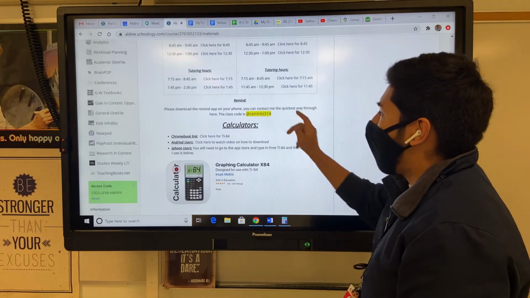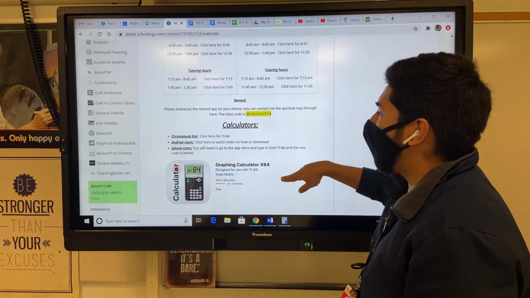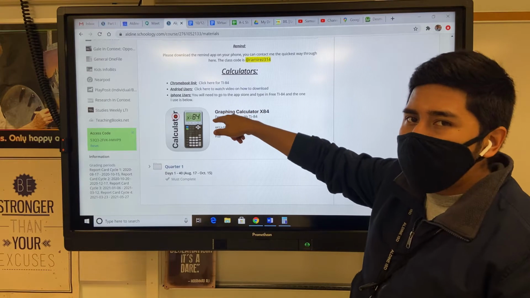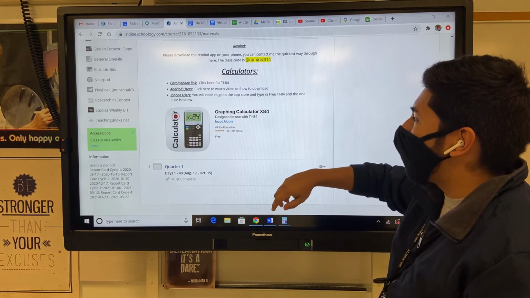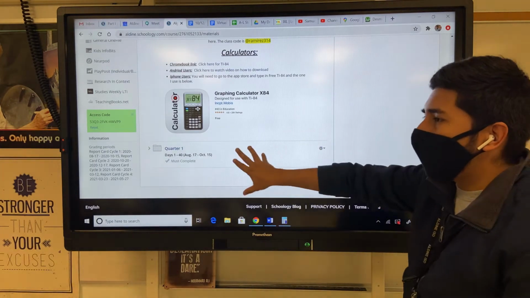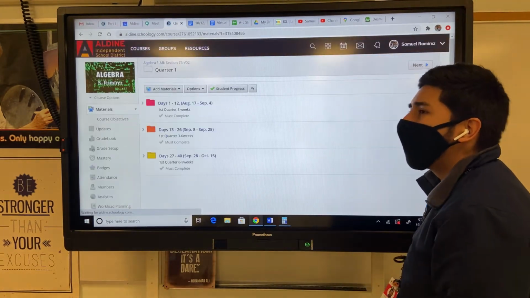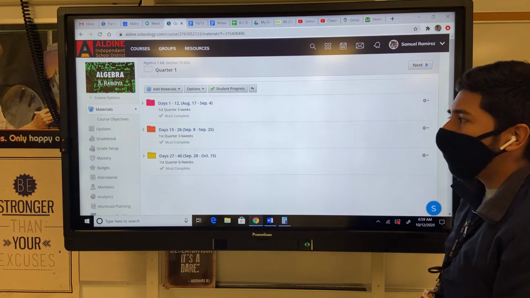My Remind, if you haven't gotten a Remind, and calculators. I got one for the Chromebook, one for Android, and one for Apple users. So make sure you know what's up. I kind of fixed this little area to make it a little neater. So make sure you go to quarter one. After this week will be quarter two.